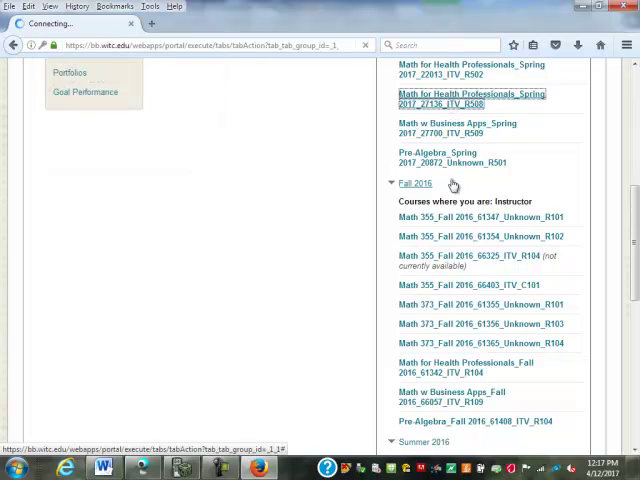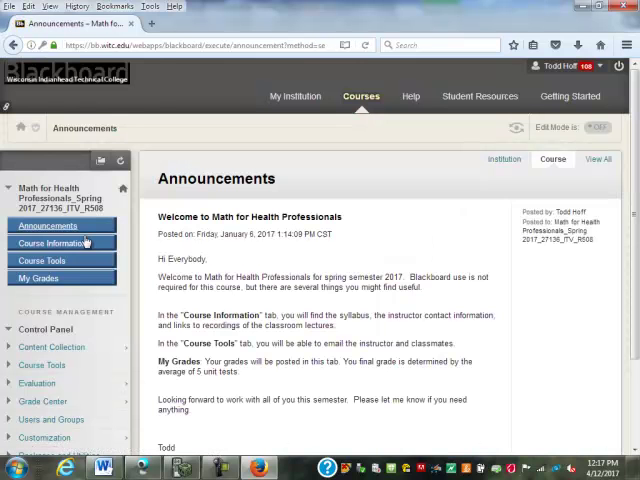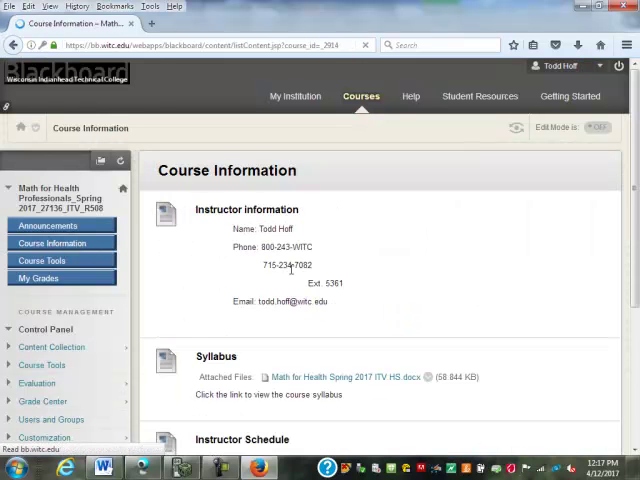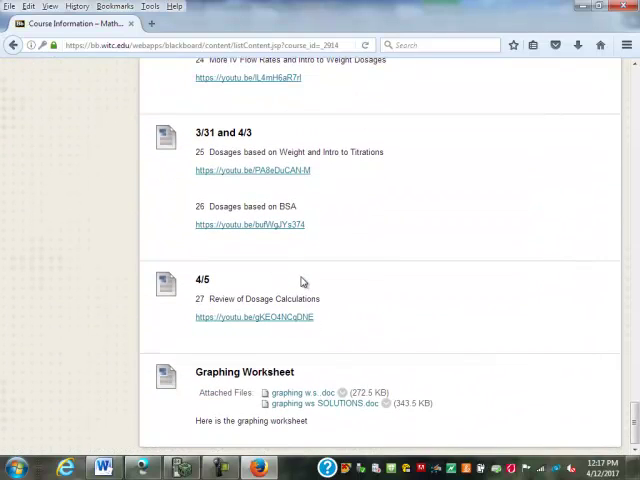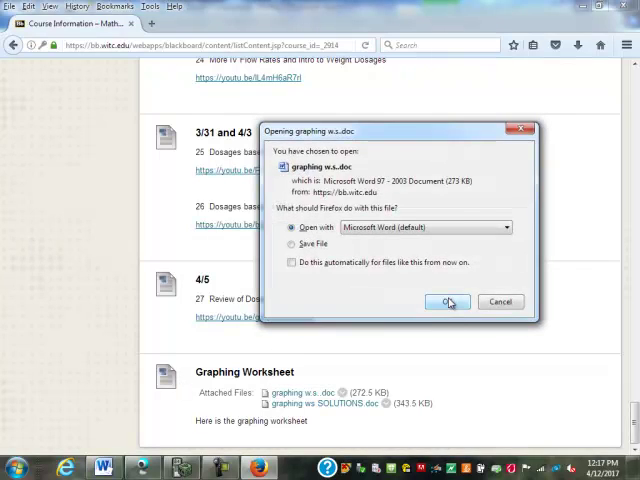But on Blackboard for this course, if you look in course information where all the recordings are, and go all the way down to the bottom, right to the bottom of this worksheet, I did put the solutions out there in case you get stumped. You can look at them. But it's a graphing worksheet.